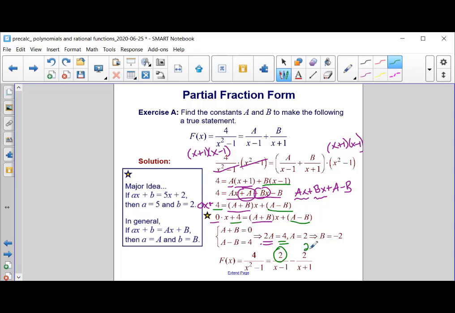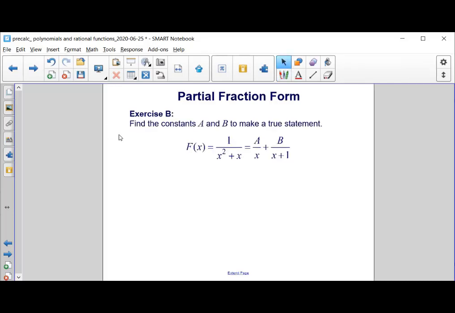We know that a is 2, so I can fill that in, plus b is equal to 0. And then if I subtract 2 from both sides, I get that b is equal to negative 2. Hence why I have a minus 2 right here. So that's how we have our b value. Therefore, our final answer in this problem is f of x is equal to 4 over x squared minus 1, which is equal to 2 over x minus 1 minus 2 over x plus 1.